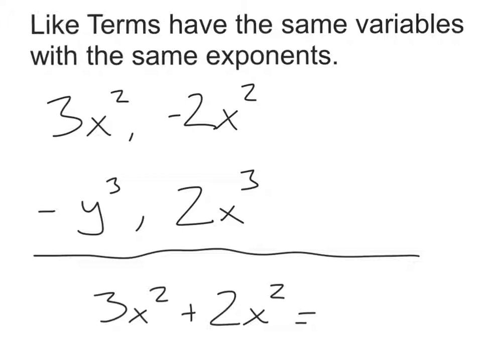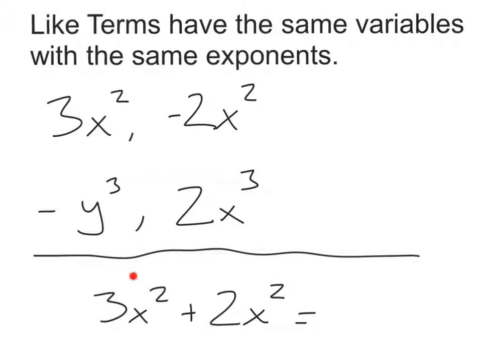Okay, like terms. Like terms are terms that have the same variables with the exact same exponents. So, for example, 3x squared and minus 2x squared, these are like terms. Negative y cubed and 2x cubed, these are not like terms. They have different variables even though they have the same powers. The whole point of this is you can actually add and subtract like terms. If they're not like terms, you can't add or subtract them at all.